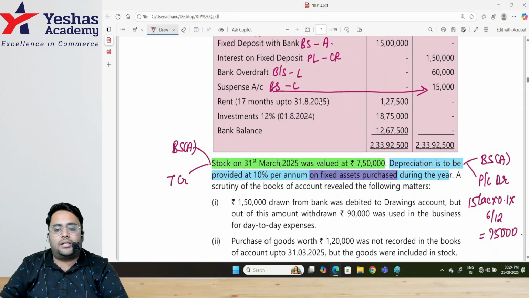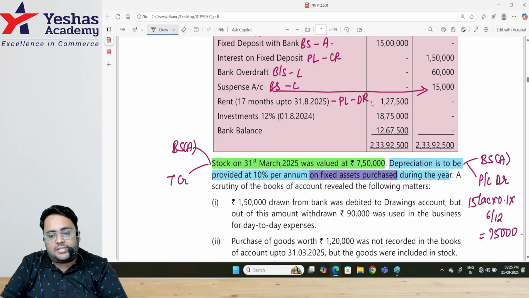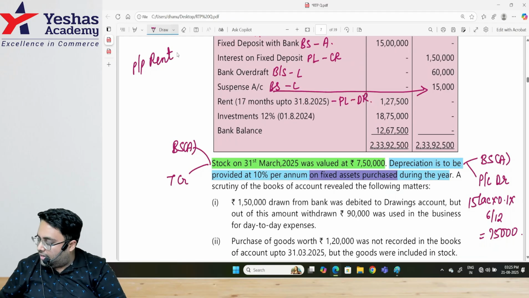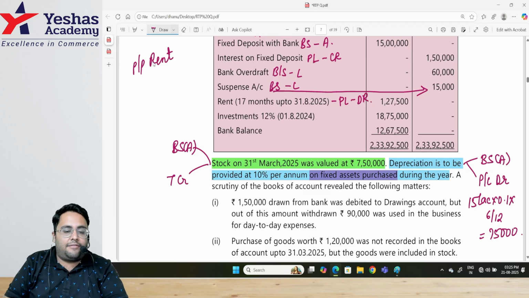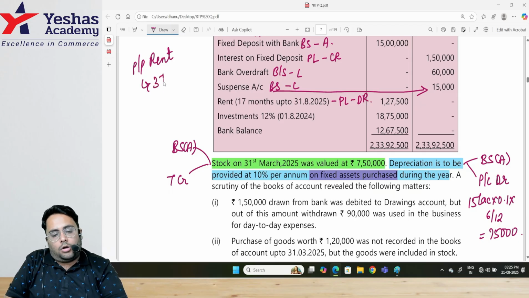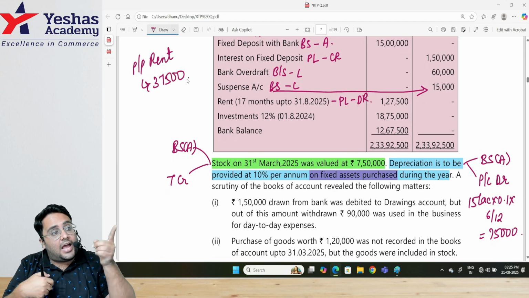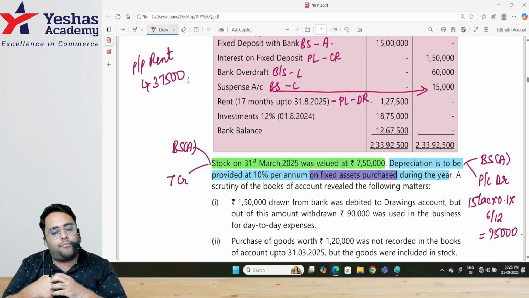Rent 17 months up to 31st August, P&L account debit side. In this, there is one element of prepaid rent. How much is paid? 127,500 is paid for how many months? 17 months. Can you calculate and tell me how much is prepaid? 5 months is prepaid. 37,500. So what will I do for 37,500? Deduct from P&L account and show it on the asset side of balance sheet.